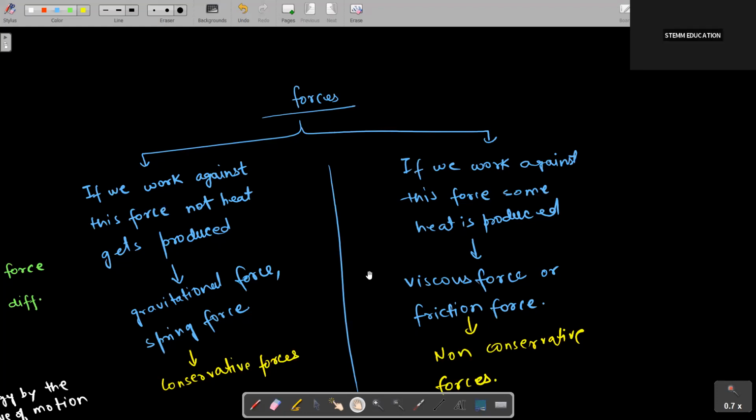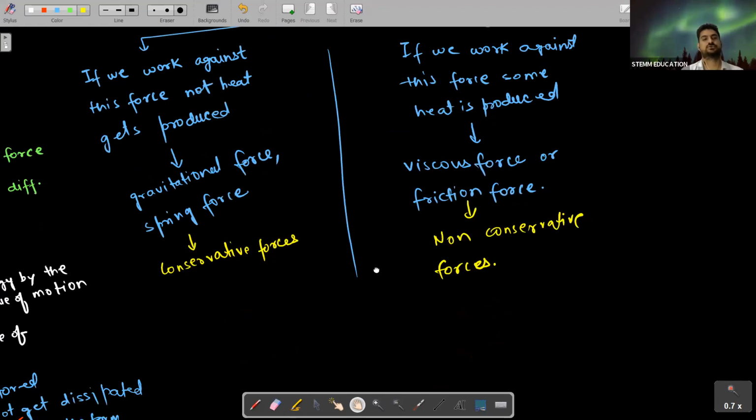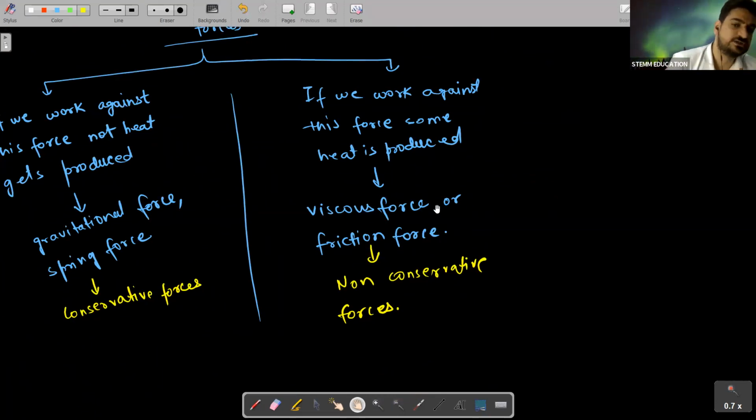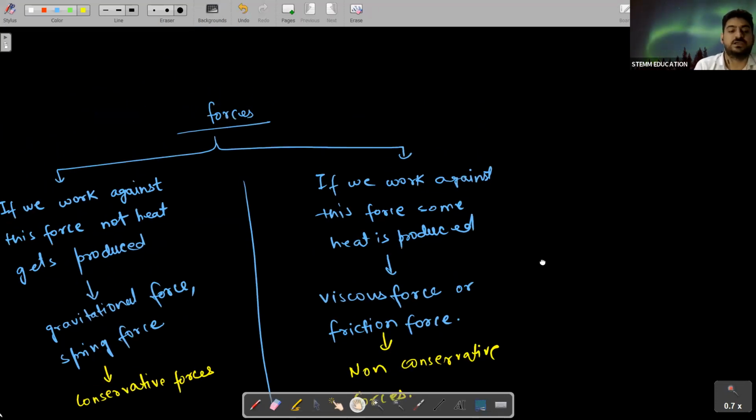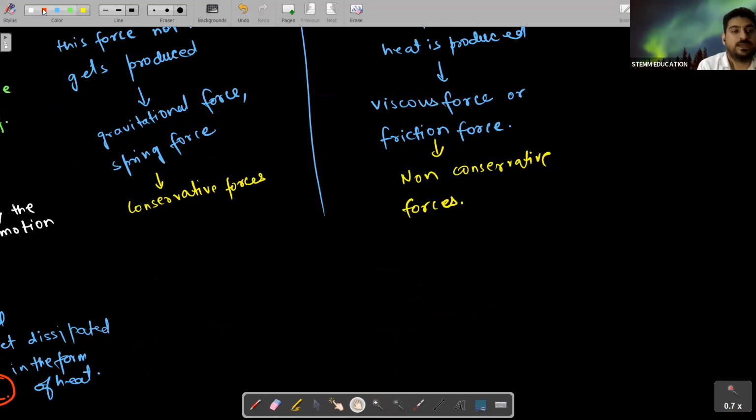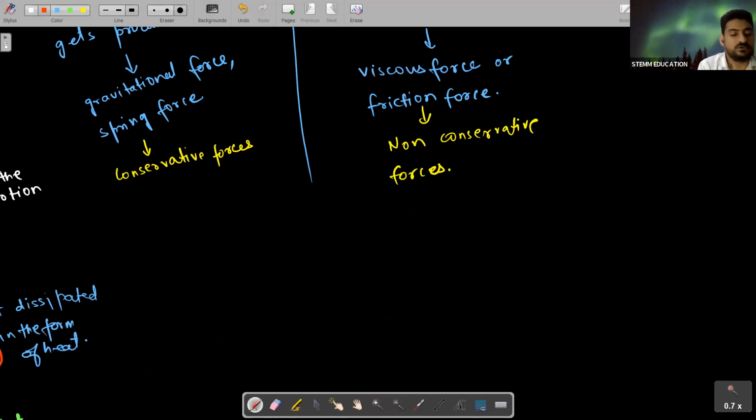Okay, I guess you've written it down. So now we have understood there are two types of forces. One is conservative force and another is non-conservative force. What happens with a conservative force? Whenever somebody works against a conservative force, no heat is produced, no heat is dissipated. And when we are working with non-conservative forces like friction or viscous force, heat is getting dissipated. So whenever work is done against a conservative force, the amount of energy lost by the external agent gets stored in the system.